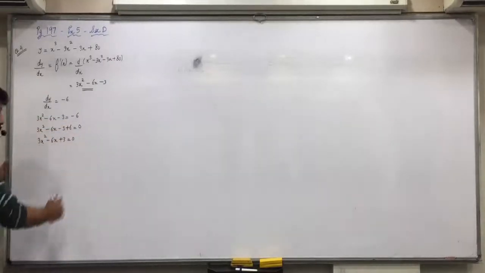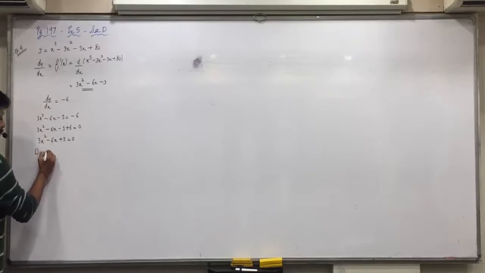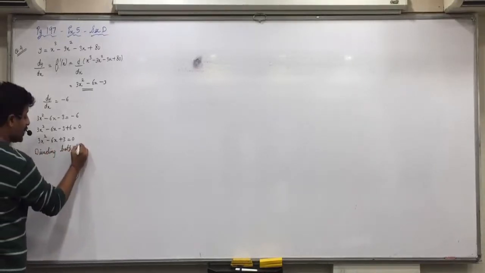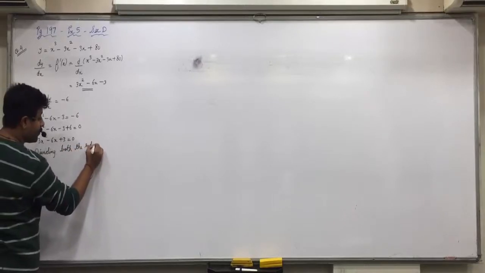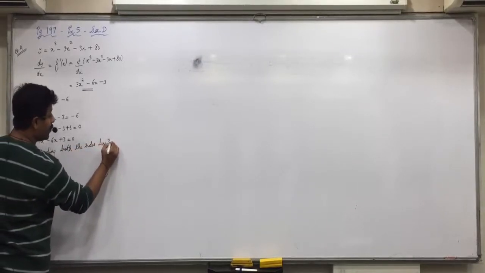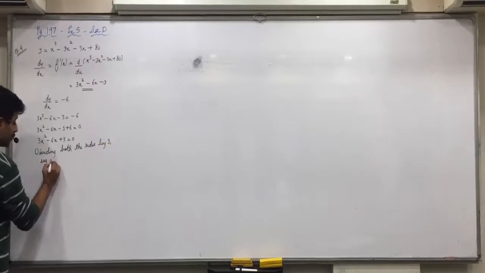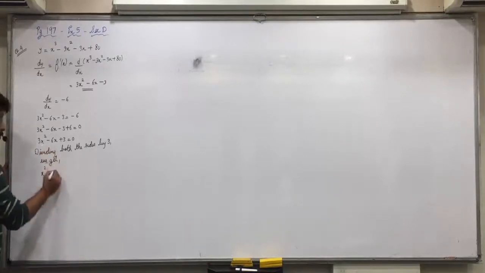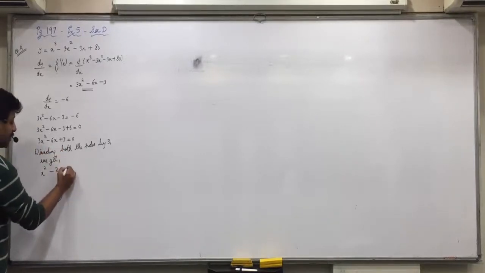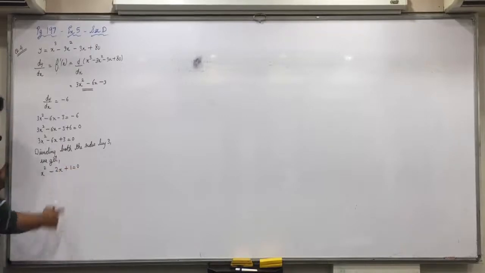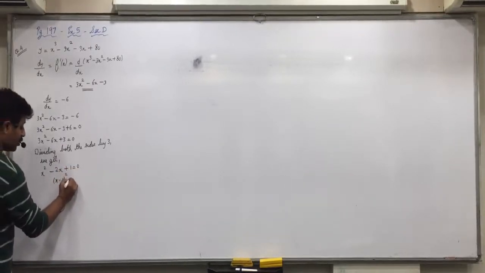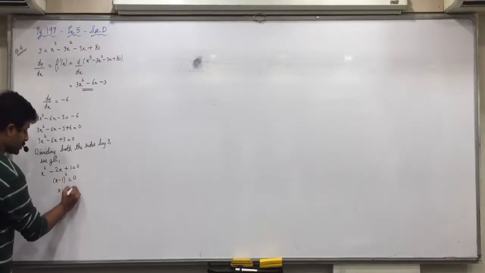First you divide by 3. Dividing both the sides by 3, we get 3x square divided by 3, x square, minus 6x divided by 3, minus 2x, plus 3 divided by 3, 1. And what is this? x square minus 2x plus 1? x minus 1 whole square. So x minus 1 is 0.